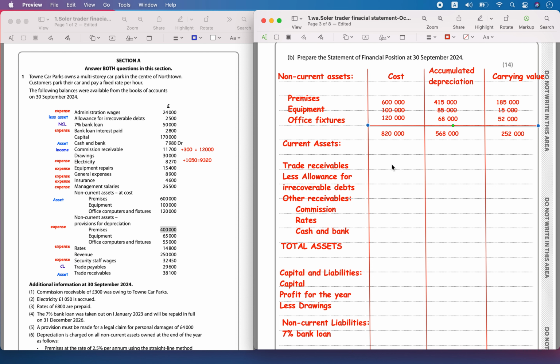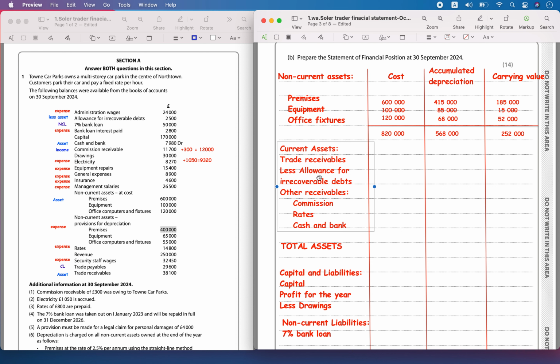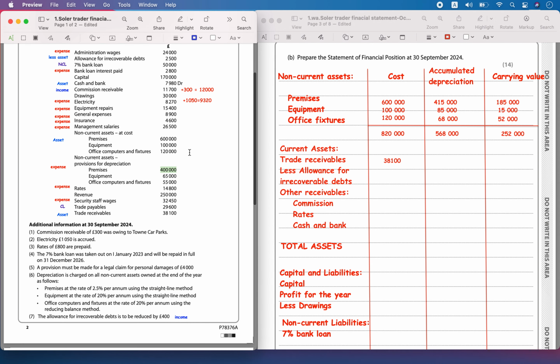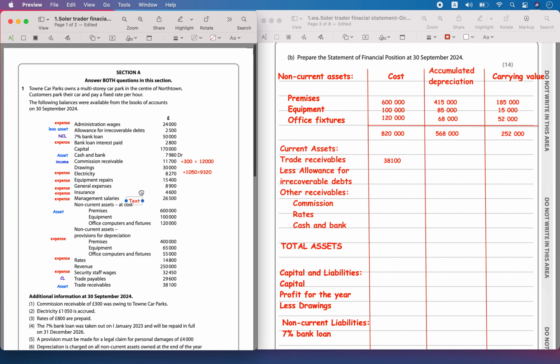Okay, the next one is the current assets. The first one is the trade receivables. The trade receivables were at 38,100, so let's write that. Now less allowance for irrecoverable debt. Here we have adjusted it, 400 added, so it is going to become 2,100. So here we have to write less allowance for irrecoverable debt, which is 2,100.